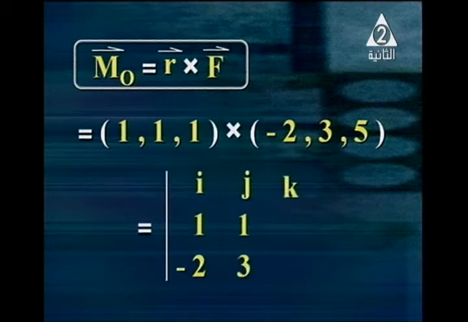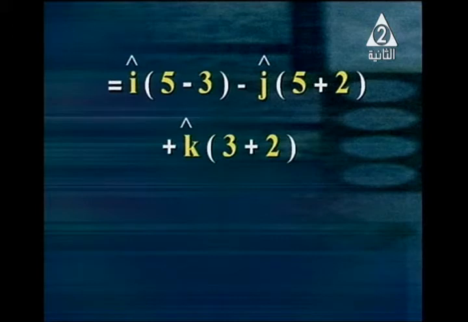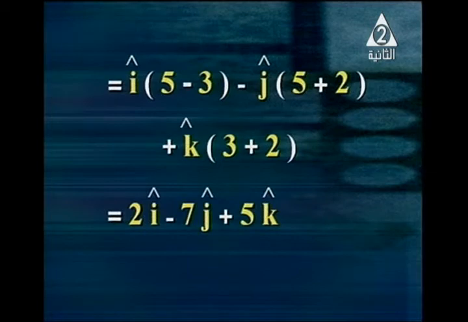look at the determinant. What is the determinant? It equals i multiplied by the bracket 5 minus 3, minus j multiplied by the bracket 5 plus 2, plus k multiplied by the bracket 3 plus 2. I multiplies the square determinant, which is the cofactor of i. i has a cofactor, j has a cofactor, k also has a cofactor. The answer is 2i minus 7j plus 5k.